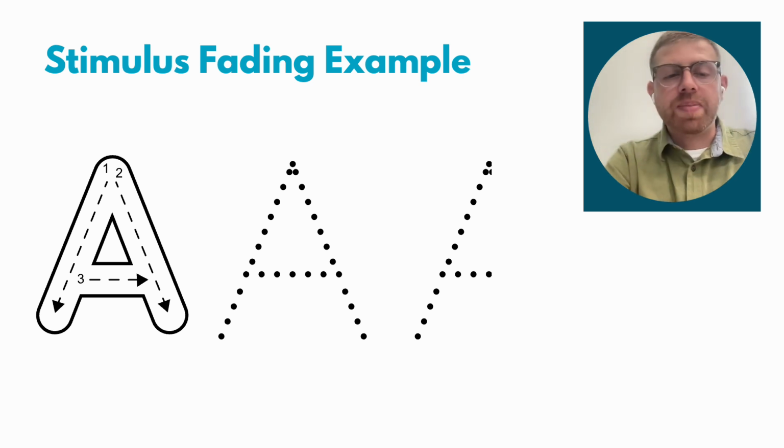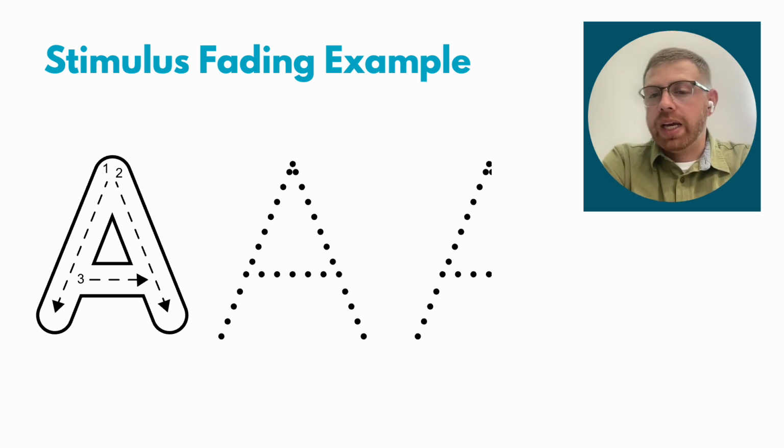So a stimulus fading example might be that we want somebody to write the letter A. Initially, we can look at that first example where we have not only the full letter, we also have some boundaries with the way that the letter is displayed. But we even have some numbers and some arrows that show exactly where to make the marks to create that shape. Then we move to just the dots, right? And then from there, we have faded to where we only have half the letter visible. So the instruction in this example might be something like write the letter A.